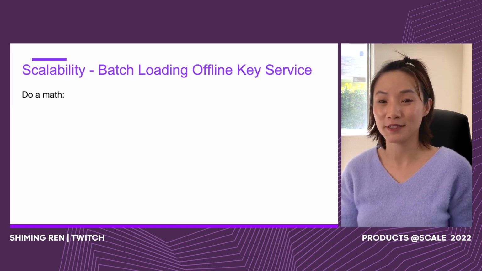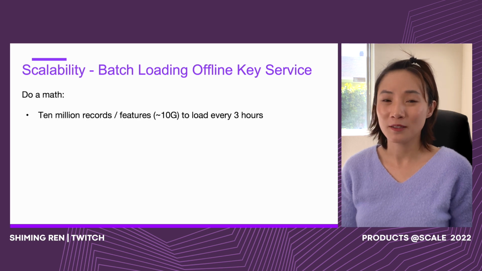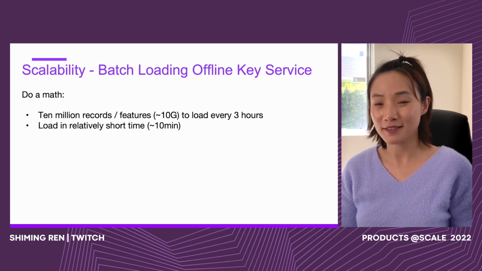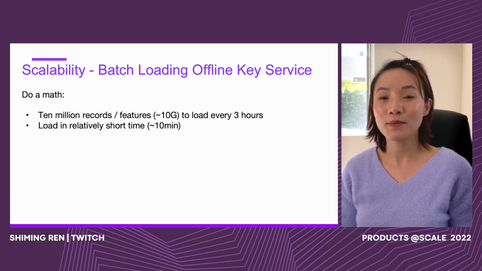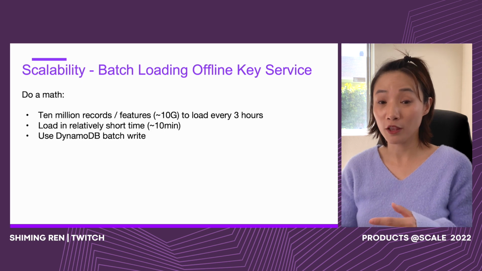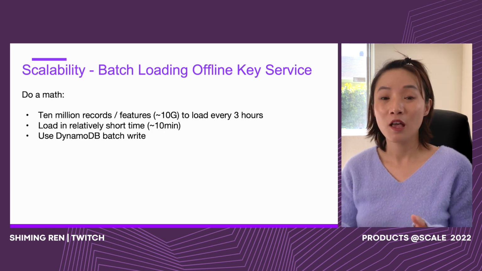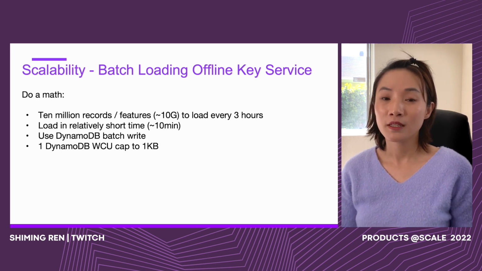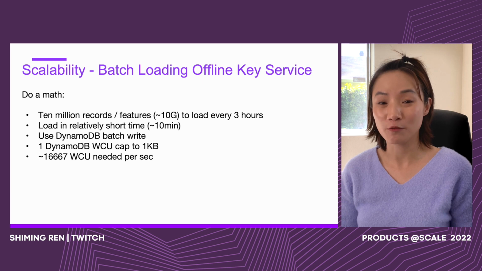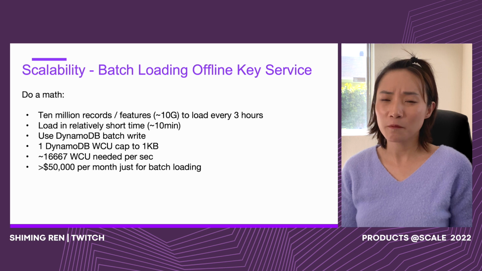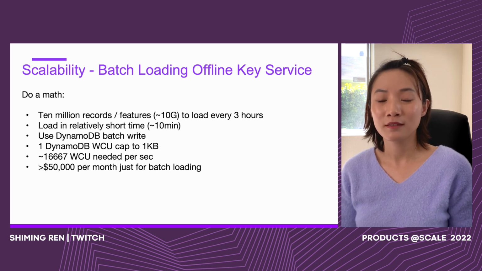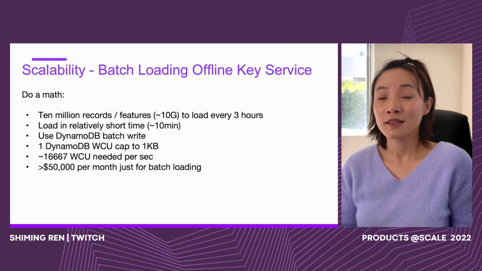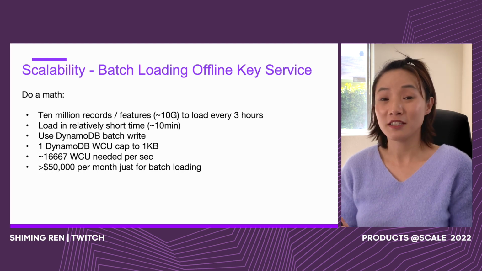Let's do some math first. We have 10 million records to load every 3 hours. In order to keep data freshness, our load needs to finish in 10 minutes. If we rely on the DynamoDB batch write function, one DynamoDB write unit is capped to 1 KB. So approximately 16,000 write capacity will be needed per second, which ends up with over $50,000 per month. So our feature store with DynamoDB is too costly, and this is not good.